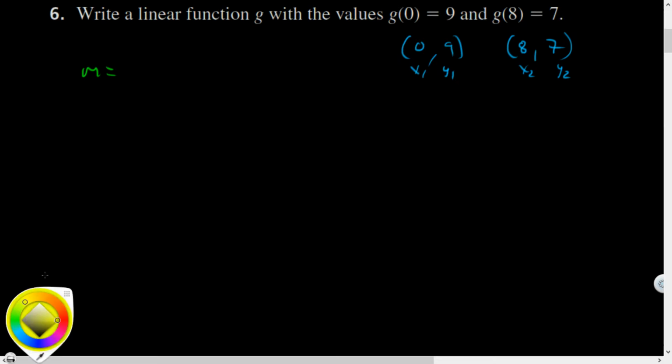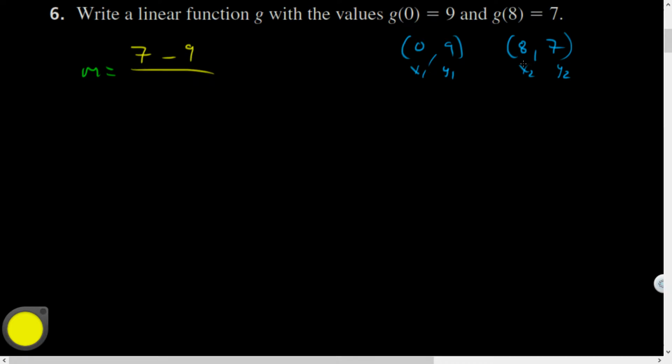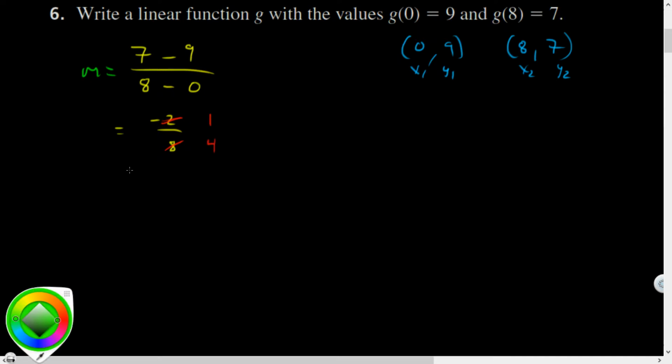Are you guys writing these down? The way we learn is by doing. So y2 is 7 minus y1 is 9 over x2, which is 8, minus x1, which is 0. So I'm going to get m equals 7 minus 9 is negative 2 over 8. Do you guys know how to simplify that? 2 goes into 2 once and into 8 four times. So m is equal to negative 1 over 4.